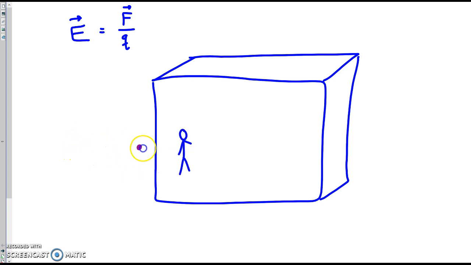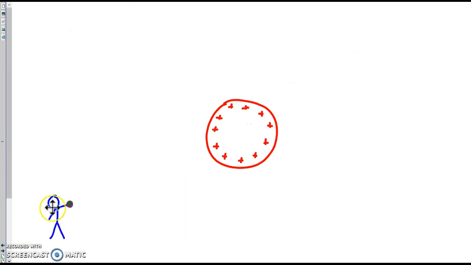When you get inside, what do you find? There's a giant positively charged sphere in the middle of the room. And you say, I wonder what the electric field looks like around this sphere. So you walk up to the positively charged sphere and you place your positive test charge. They're both positive, so the test charge feels a giant repulsive force.